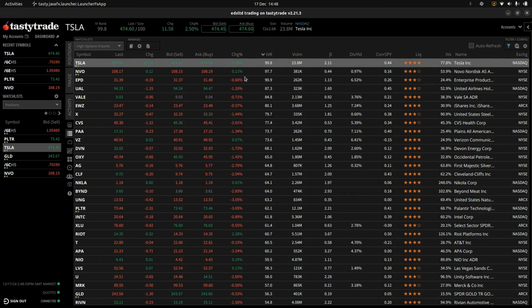IVR tells us where volatility, or implied volatility, is relative to itself on that particular underlying over the past year. So high to low. We also want to keep in mind the size of the positions.